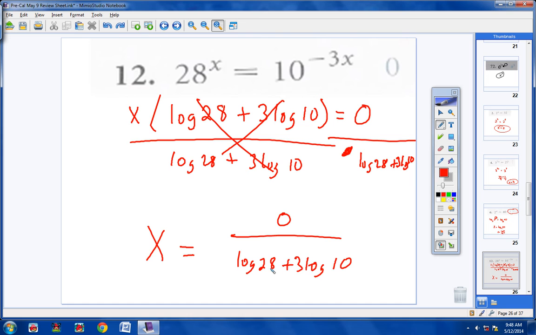Now, Caleb, if you take log of 28, it's already base 10, so just type it in your calculator. If you took log of 28, enter, plus 3 log of 10, enter, you'll see you don't get 0, you get some number, so we're okay. So 0 divided by any number except 0 is going to be 0, so the answer is 0. So there's your answer, okay?